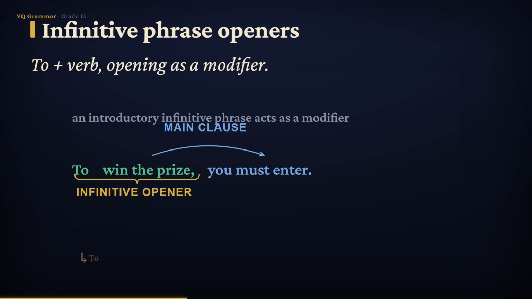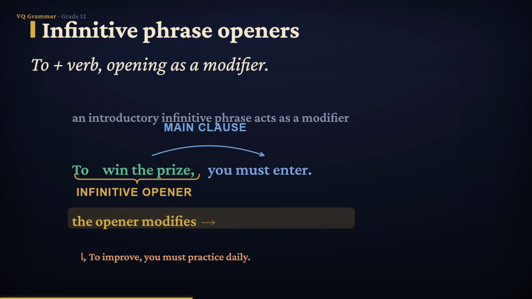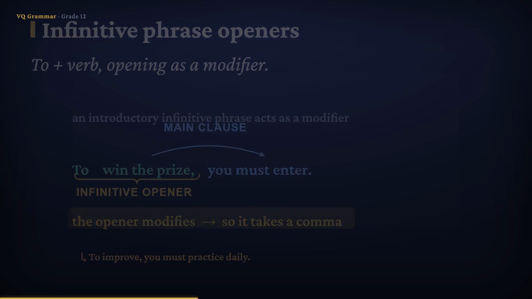One more. To improve, you must practice daily. The infinitive opener modifies the whole sentence, so we mark its end with a comma before the main clause begins.